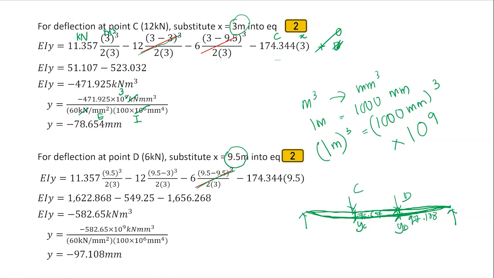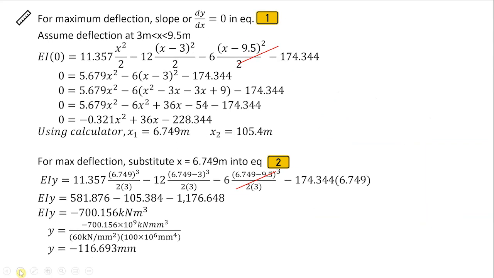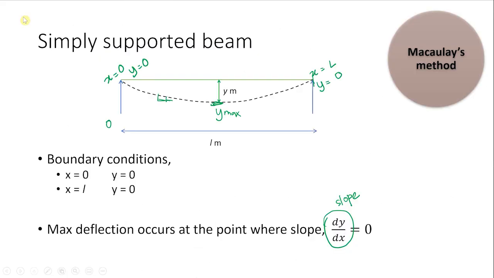Another thing that the question asks you to find is the maximum deflection. The problem here is we don't know where the maximum deflection is. But we know the rules for a simply supported beam. Where does the maximum deflection actually happen? We need to refer to the rules.